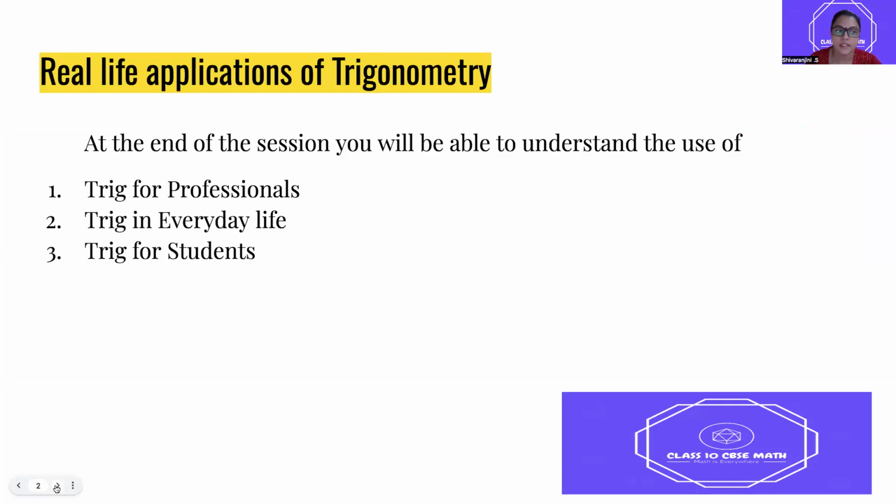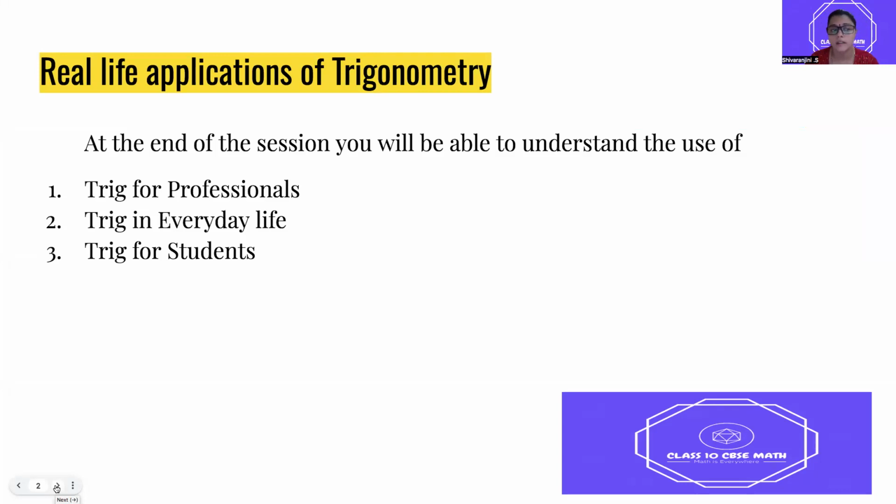At the end of this session, you will be able to understand the use of trigonometry for the professionals, that is by professionals who are using it in daily life. You will also know how they are using it. And you will also know how you already know how to use it for basic trigonometric functions, right?